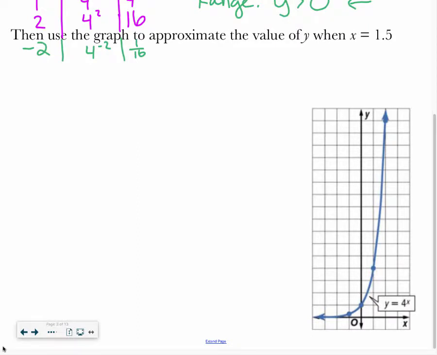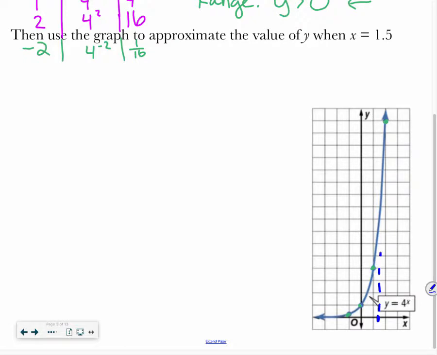If we look over to the right, you can see the graph y equals 4^x. You can see that there is -1, 1/4, there is 0, 1, 1/4, and then 2, 16 is way up there. Now I want to use this graph to approximate the value when x equals 1.5. So I'm going to go over, 1.5 is right about there.